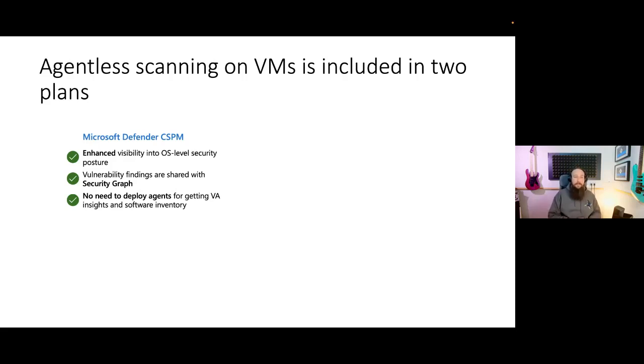So in Defender CSPM, we will give you the enhanced visibility on the OS level security posture by leveraging agentless VA scanning. Those findings are shared with the security graph, which means that we will directly feed the attack path analysis feature as part of Defender CSPM, but also the underlying security graph on which you can build your own queries. And there's no need to deploy an agent just for getting the vulnerability and software inventory insights on a machine. So it totally makes sense to have that agentless scanning capability as part of Defender CSPM.